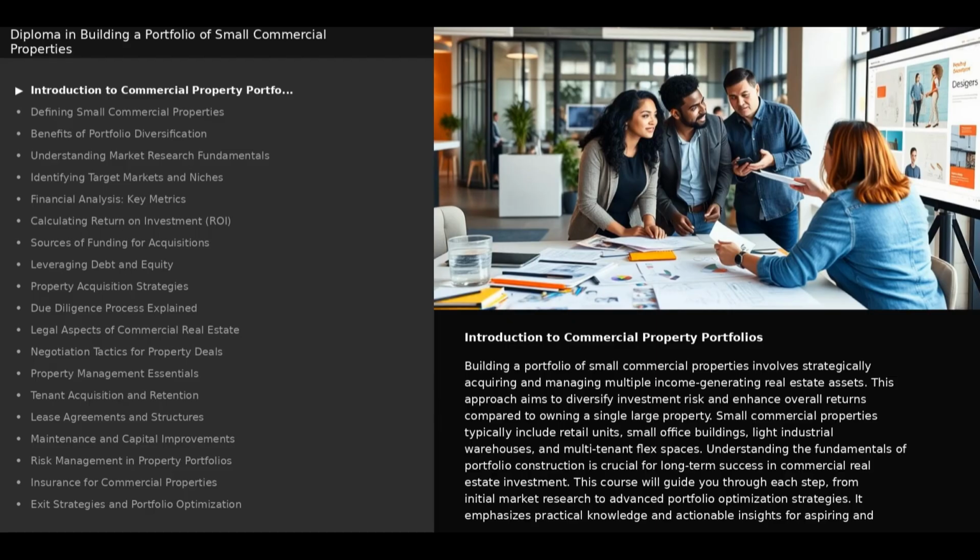Small commercial properties typically include retail units, small office buildings, light industrial warehouses, and multi-tenant flex spaces. Understanding the fundamentals of portfolio construction is crucial for long-term success in commercial real estate investment. This course will guide you through each step, from initial market research to advanced portfolio optimization strategies. It emphasizes practical knowledge and actionable insights for aspiring and current investors. The goal is to create a resilient and profitable collection of assets.